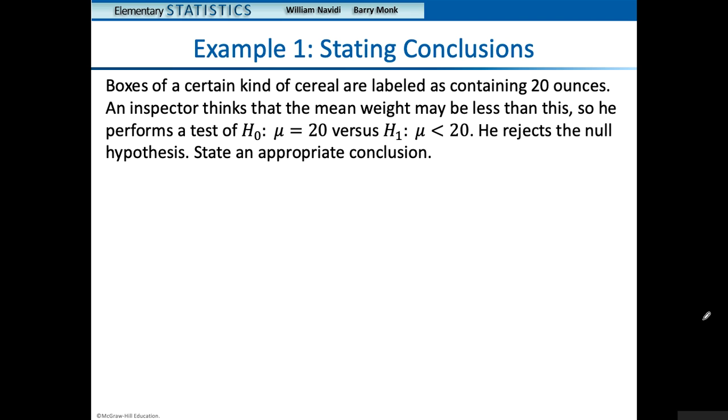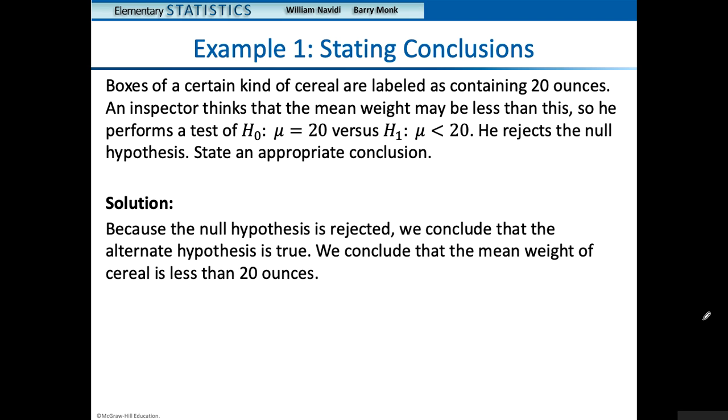State an appropriate conclusion. Well, because the null hypothesis is rejected, then it's pretty straightforward. We would just conclude that the alternate hypothesis is true, and so we would conclude by saying that the mean weight of cereal is less than 20 ounces, or at least that the evidence strongly indicates that it is less than 20 ounces. And that would be an appropriate way to conclude the test.